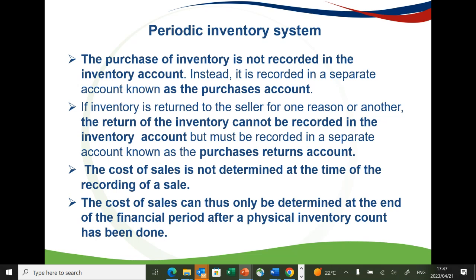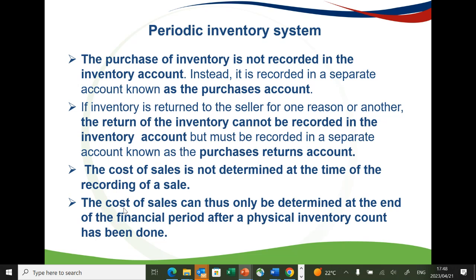So there's a separate account where we record all the purchases returns. And the most important thing between the perpetual and periodic inventory systems: under perpetual, at the time of sale, we can determine the cost of sale. But under the periodic inventory system, the cost of sales is not determined at the time of recording the sale. Under perpetual, when we make a sale, we record two transactions. The first one was for the sale and the second one was for the cost of sale. But under the periodic inventory system, the cost of sales is not determined at the time of recording the sale. What does that mean? It means you're going to record the sale part. We're not going to talk about the cost of sales. You will see when you do the example.